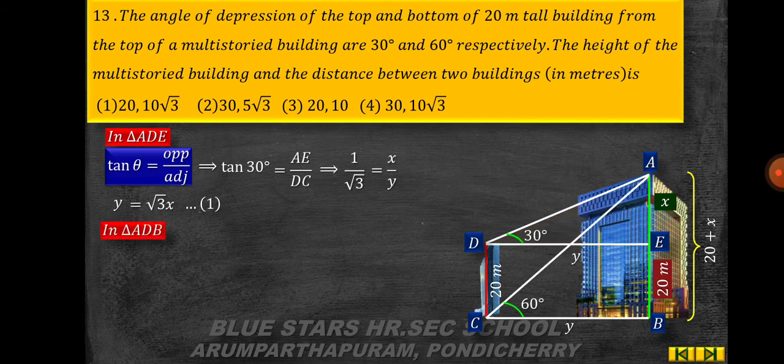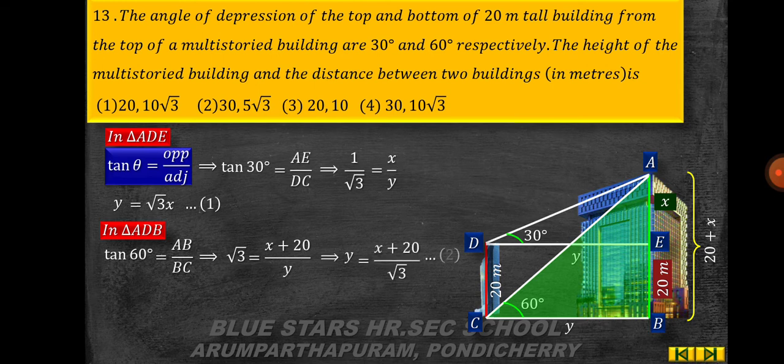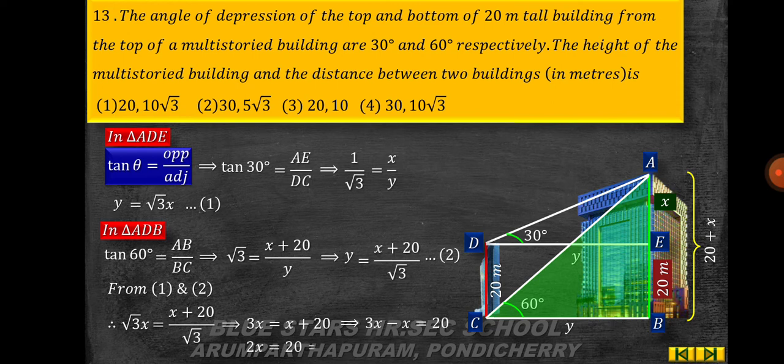So next we are taking the other triangle ADB. Tan 60 degree is equal to AB by BC, which implies tan 60 degree is root 3, which is equal to X plus 20 by Y, which implies Y is equal to X plus 20 by root 3. This is equation number 2. So from 1 and 2, root 3 x is equal to x plus 20 by root 3, which implies root 3 into root 3 is 3. So 3x is equal to x plus 20. 3x minus x is equal to 20. 2x is equal to 20. The value of x is equal to 10 meter.